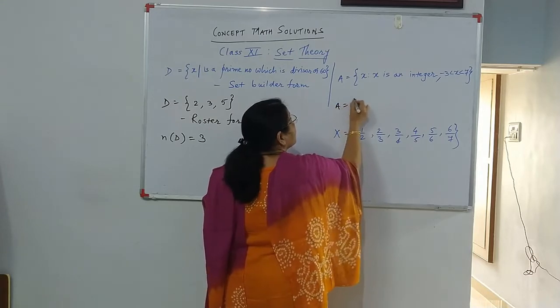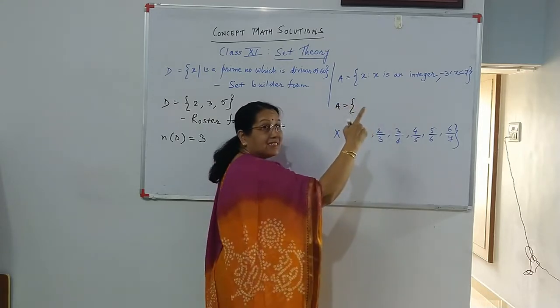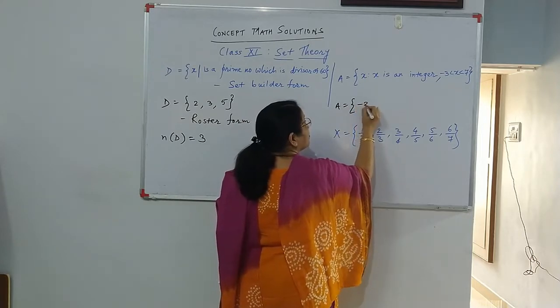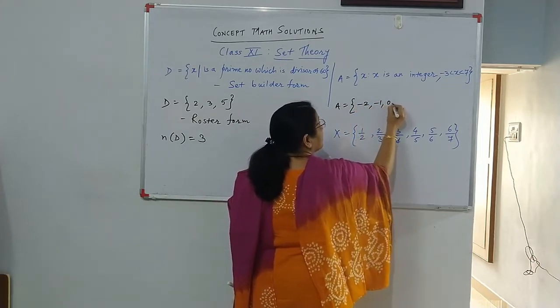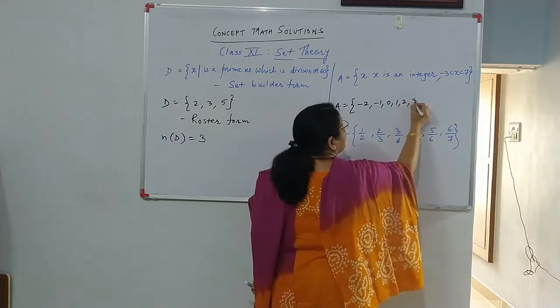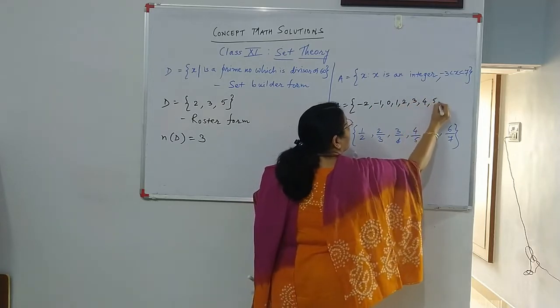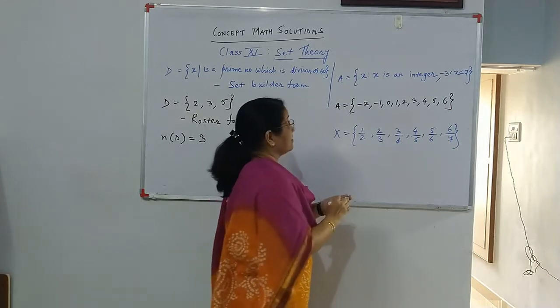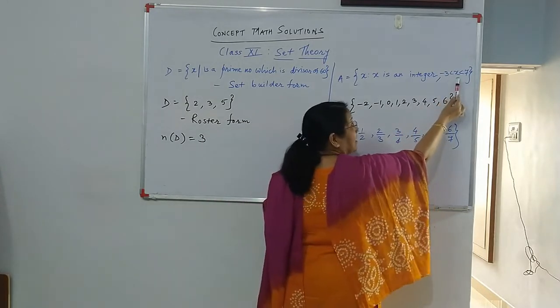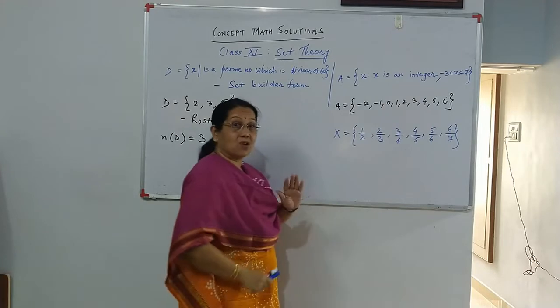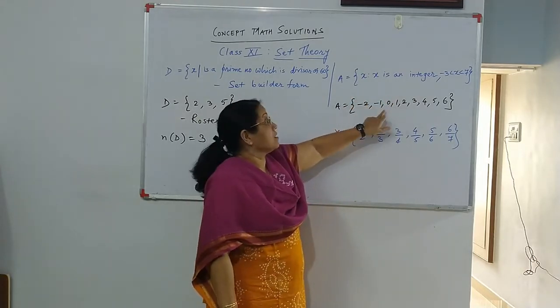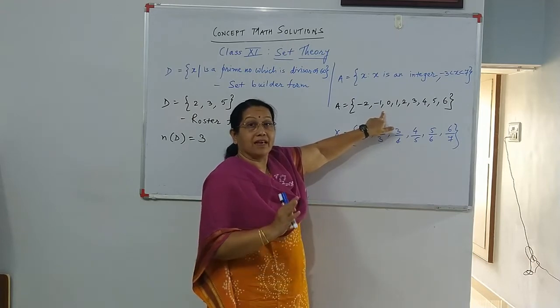Now A is minus 3 less than x less than 7. So you will have minus 2, minus 1, 0, 1, 2, 3, 4, 5 and 6. 7 is also not included because they have said minus 3 less than x less than 7. 7 is not included. This is set builder form. This is the roster form of writing a set.